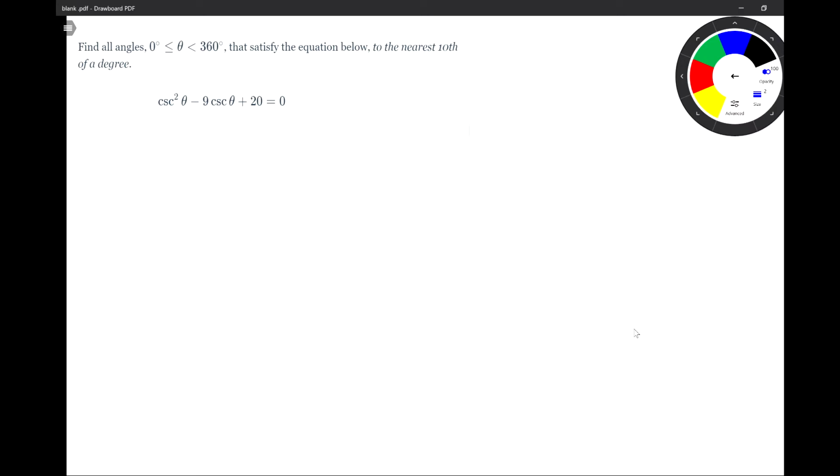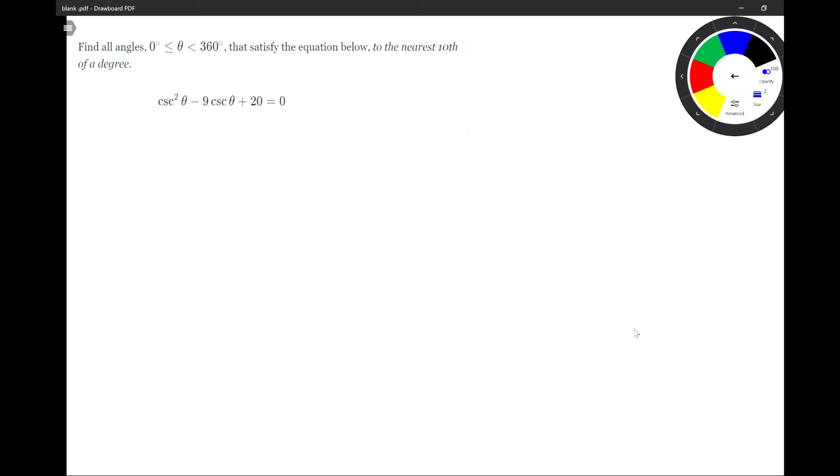In this video, I will show you guys how to solve quadratic trigonometric equations. So for this problem, we have: find all angles 0 degrees less than or equal to theta less than 360 degrees that satisfy the equation below to the nearest tenth of a degree. So we have cosecant squared theta minus 9 cosecant theta plus 20 equals 0.